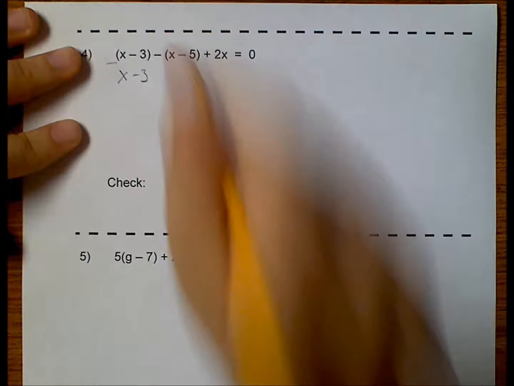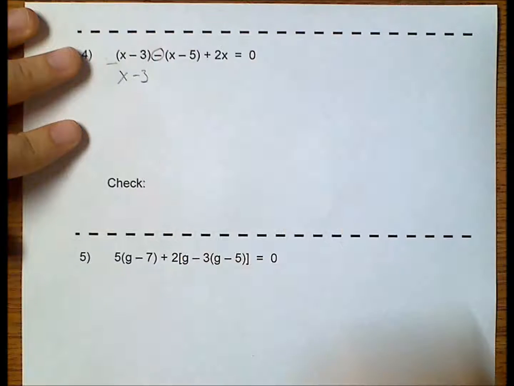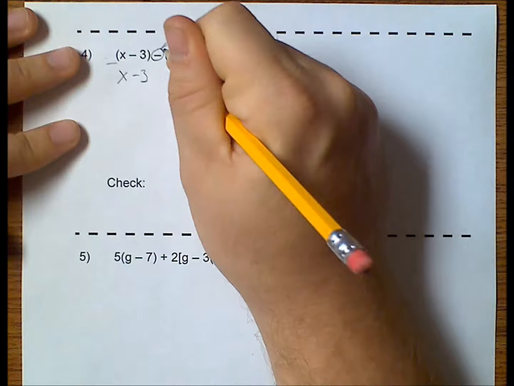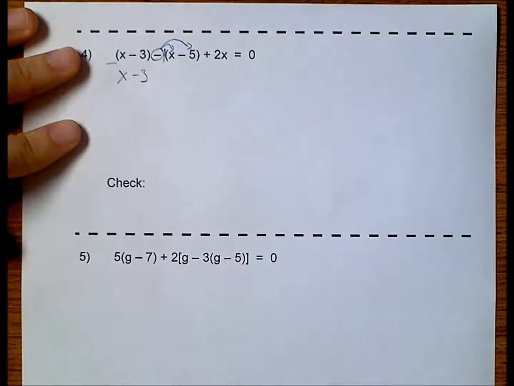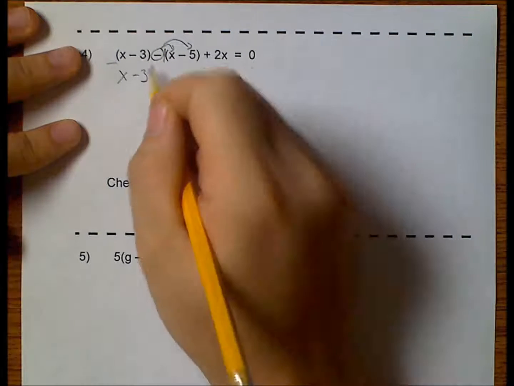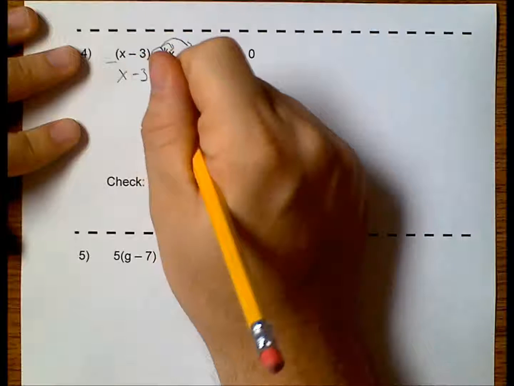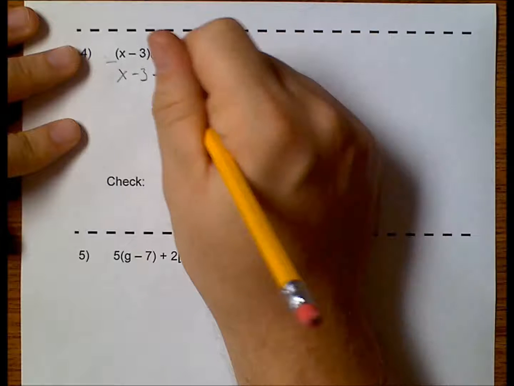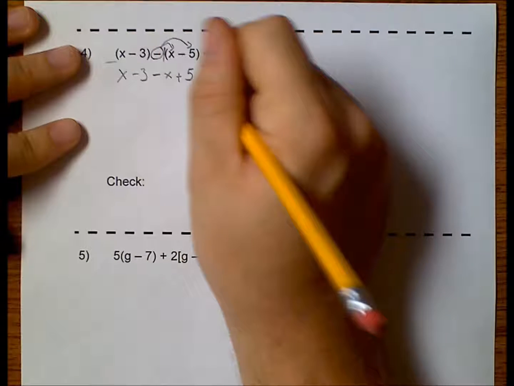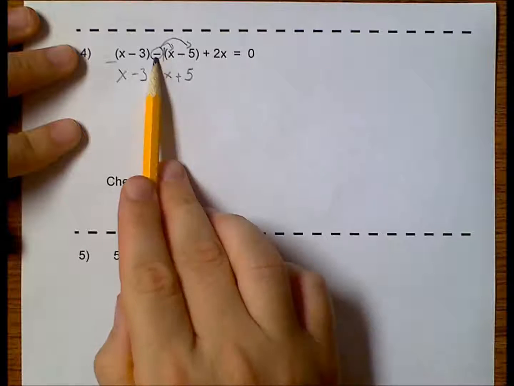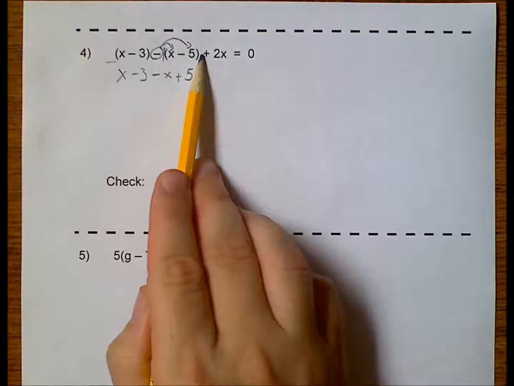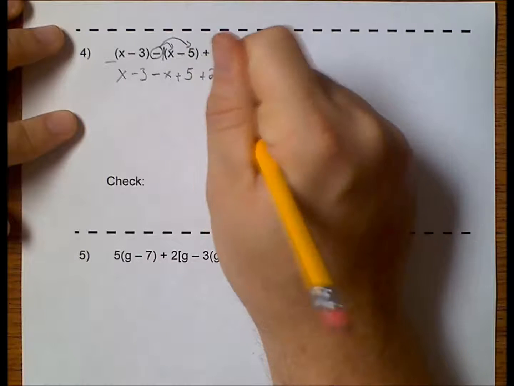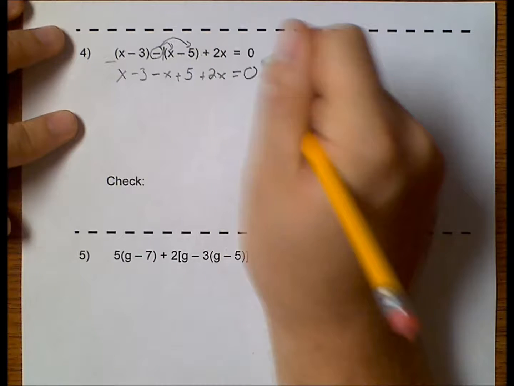Now we have a minus sign here. We can't ignore that. That minus sign actually gets distributed. It's as if there's a negative 1 standing right there. So negative 1 times x would be a negative x. And negative times a negative makes a positive 5. Basically, this negative sign just says flip all the signs inside the parentheses. Now, nothing happens with the plus 2x, so we just write that down, and all of this equals 0.